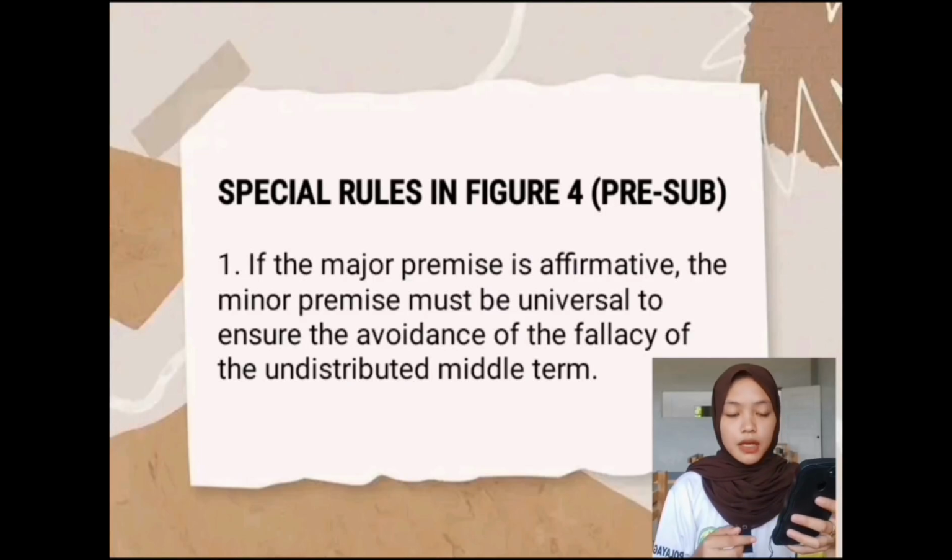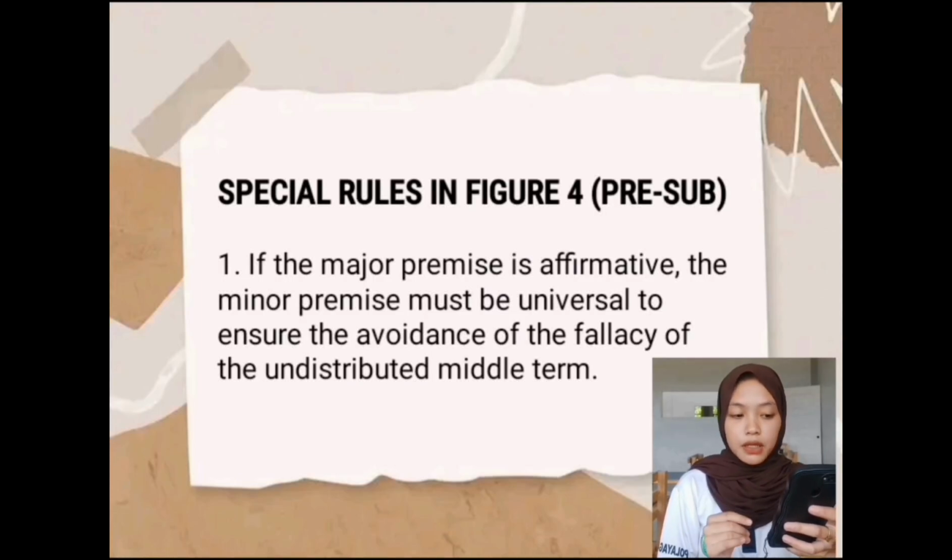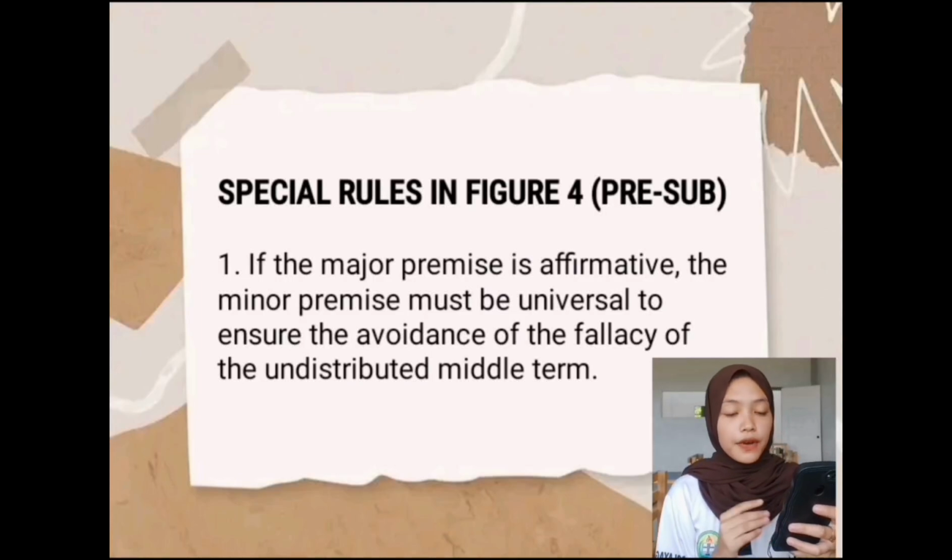Back tayo sa topic, sa rule. If the major premise is affirmative, the minor premise must be universal to ensure the avoidance of the fallacy of undistributed middle term. So this rule states that if the major premise of the syllogism is affirmative, kailangan nag-use siya ng all or some. The minor premise must be universal. So kailangan naman gumagamit siya ng all to avoid the fallacy of undistributed middle term.